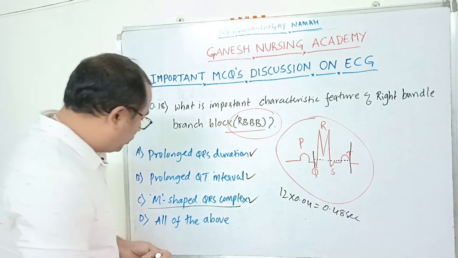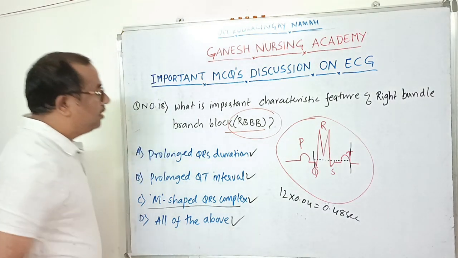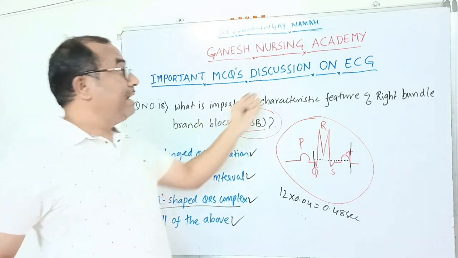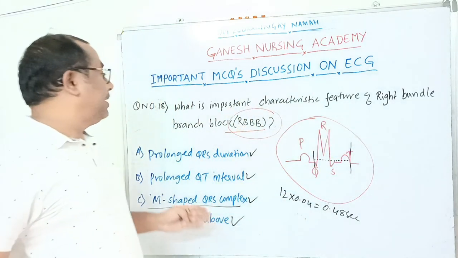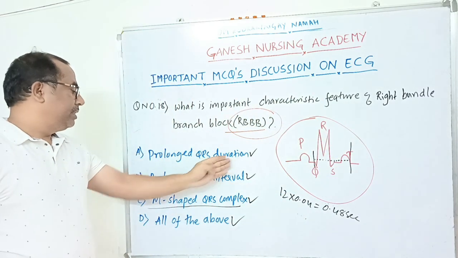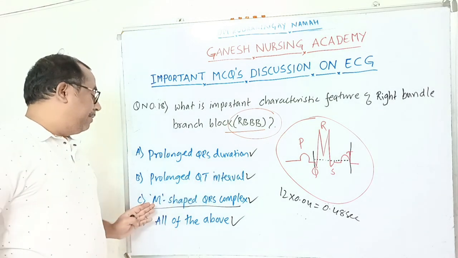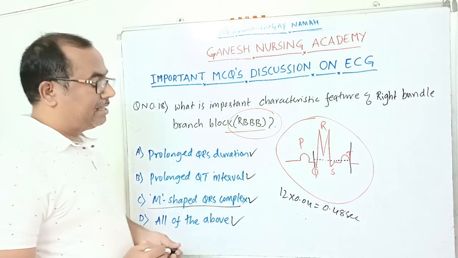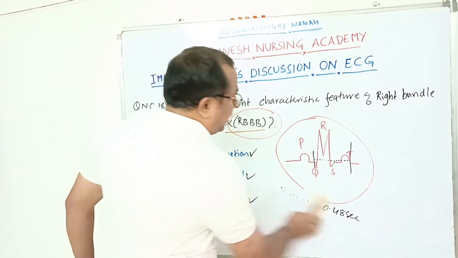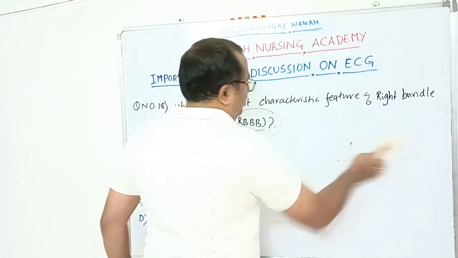So the answer for this question is all of the above. All these characteristic features are of right bundle branch block: prolonged QRS duration, prolonged QT interval, and M-shaped QRS complex. All these are the important characteristic features of a right bundle branch block.